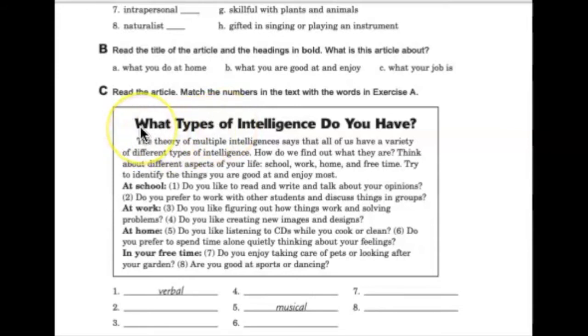Now let's read the article. I'm going to read it out loud to you just so you get a chance to hear English pronounced correctly. What types of intelligence do you have?